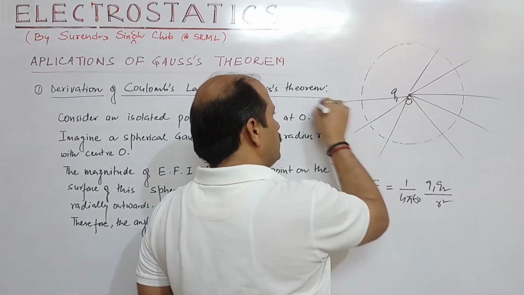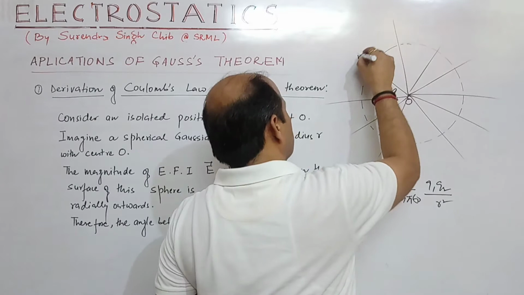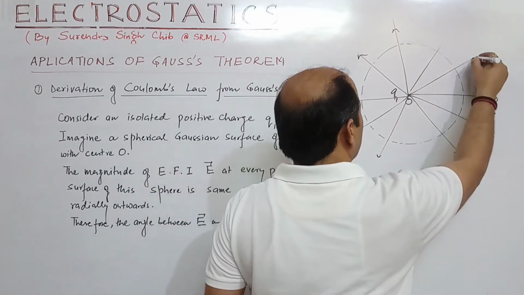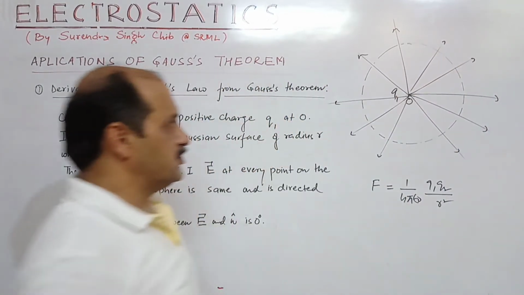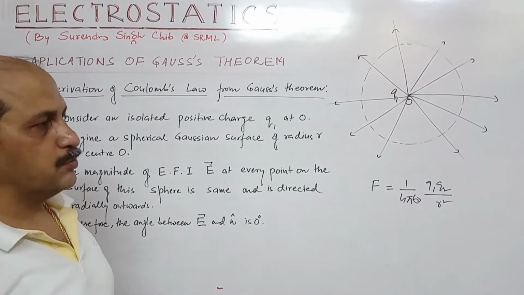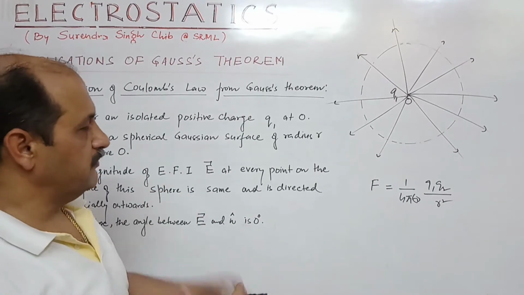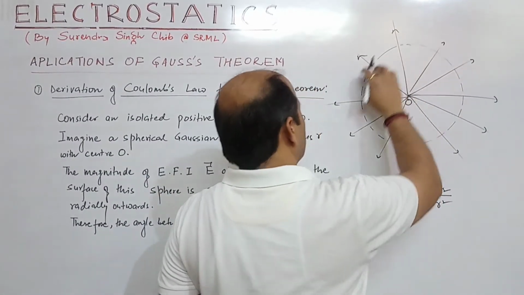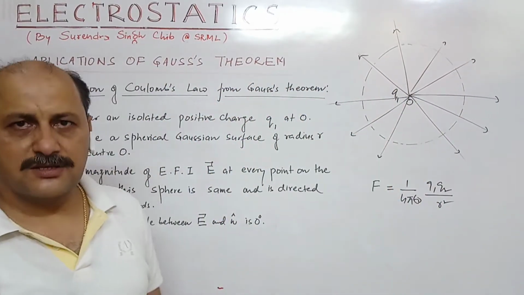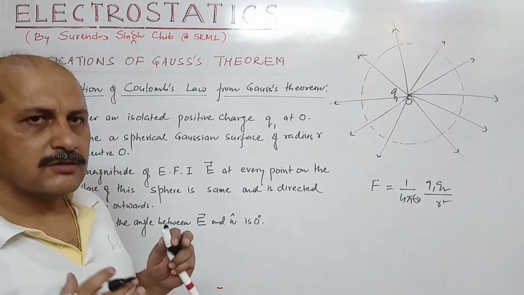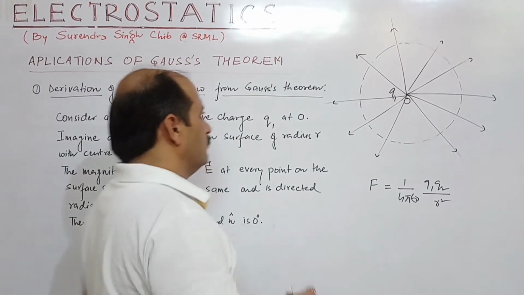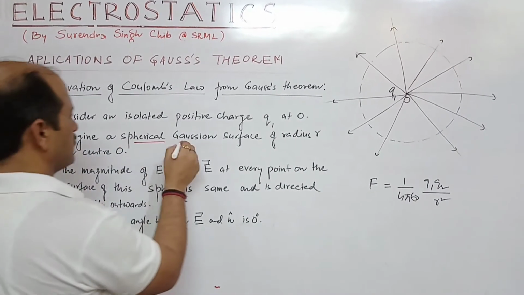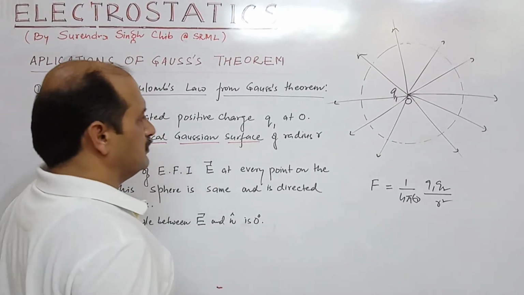So we will choose a Gaussian surface. Gaussian surface should be a symmetrical surface. हम एक Gaussian surface लेंगे जो symmetrical होता है, और इस पॉइंट चार्ज के symmetrical कौन सा Gaussian surface होगा? It should be a spherical Gaussian surface. Why? Because at all these points on this spherical Gaussian surface, the electric field intensity, its magnitude, is constant, it's same. So we will choose a spherical Gaussian surface of radius r.